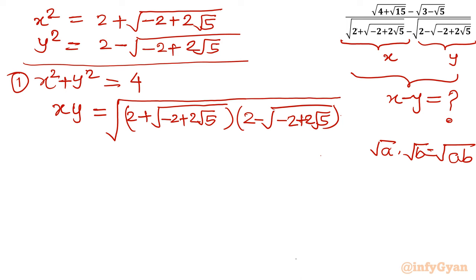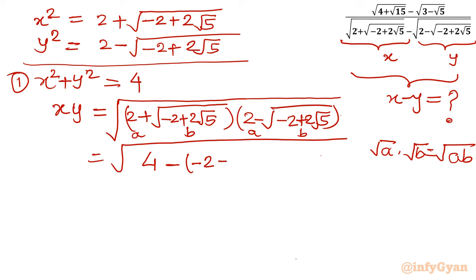Then now I will write a plus b, a minus b. See, this is a, b, a, b: a square minus b square. So a square will be 4 minus this square, so it will be minus 2 plus 2 root 5. So ultimately this will come out 6 minus 2 root 5.